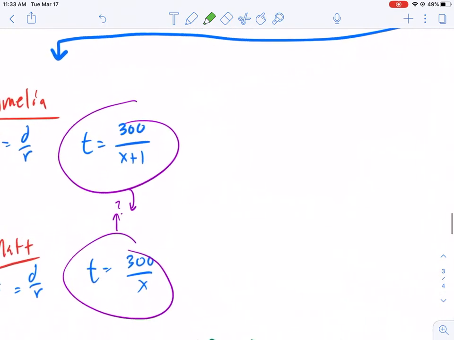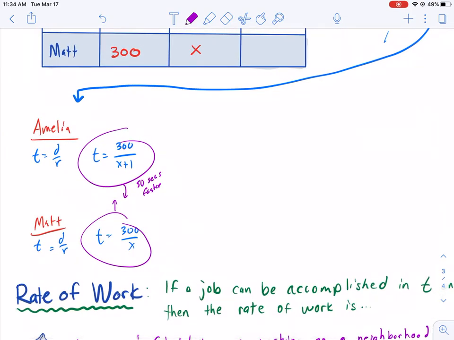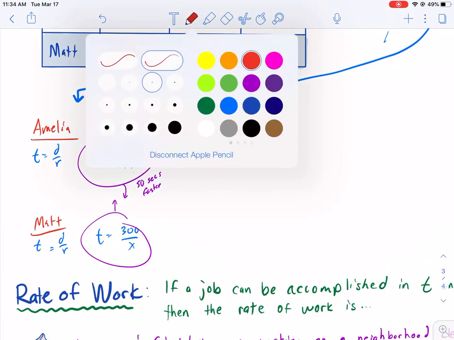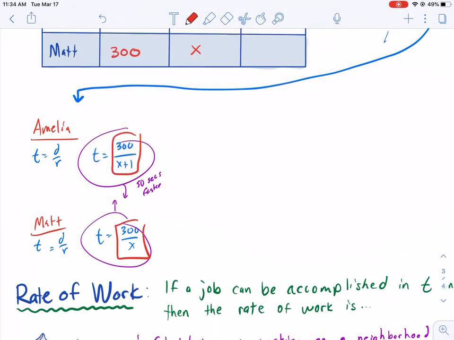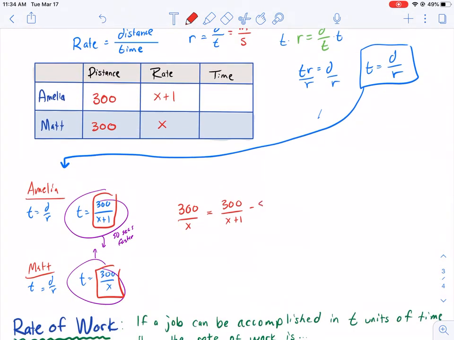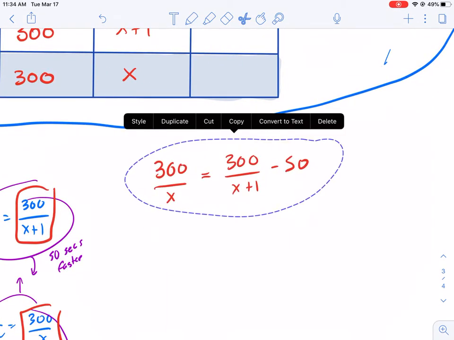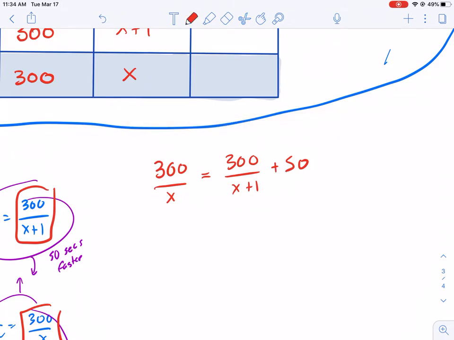So how do we express that Amelia is 50 seconds faster using an equation? Well, let's start by writing their equations in regard to time. We're just going to take this part and ignore the t. So Matt's time, 300 over x, would be equal to Amelia's time if you added 50 seconds to Amelia's time.